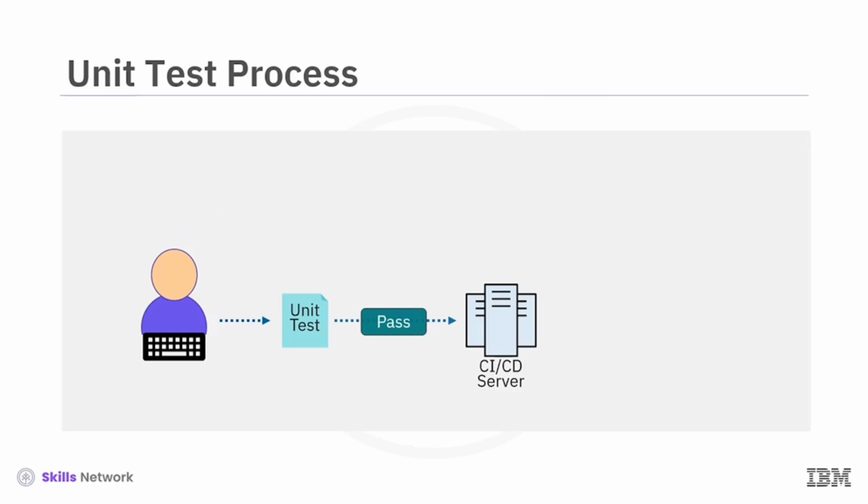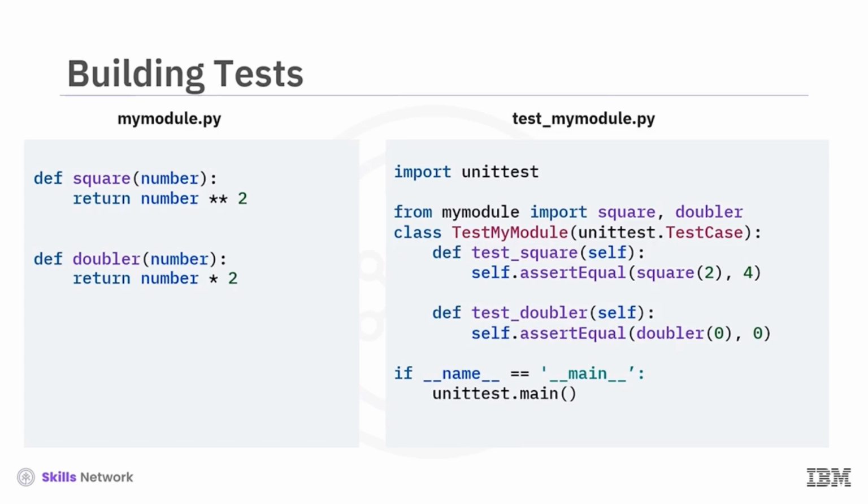Once the unit passes the server test, the unit is integrated into the final code base. After an overview of the unit test process, let's review some test functions to understand how to build unit tests. Notice the code for the unit and the unit test.